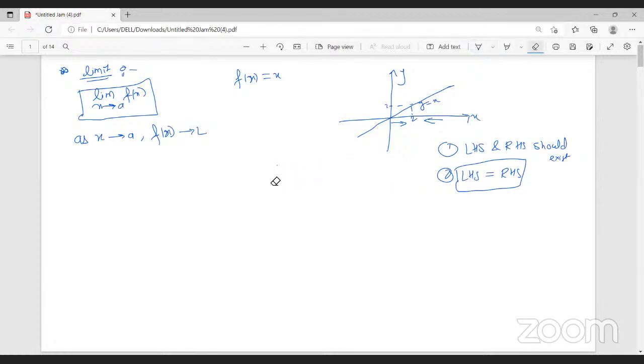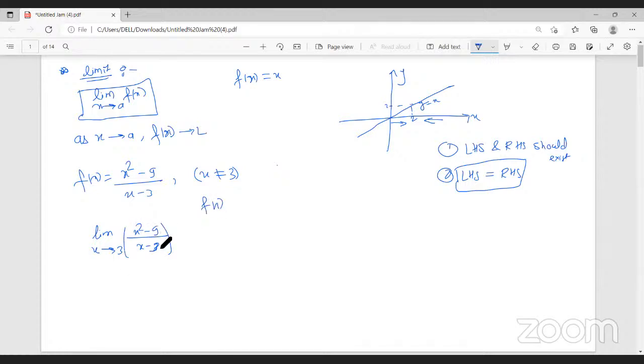Let us take one different example. For example, f of x is equal to x square minus 9 upon x minus 3. So this function is not defined at x equals 3. So if I say limit x tends to 3 of x square minus 9 upon x minus 3, when x tends to 3, my function is not defined, right? But as x approaches 3, what will be the value of f of x here?